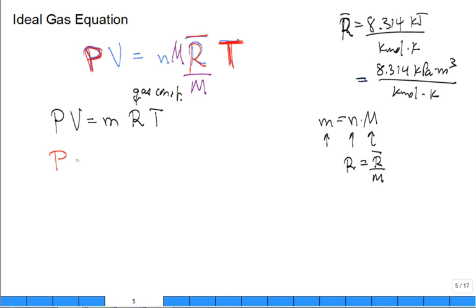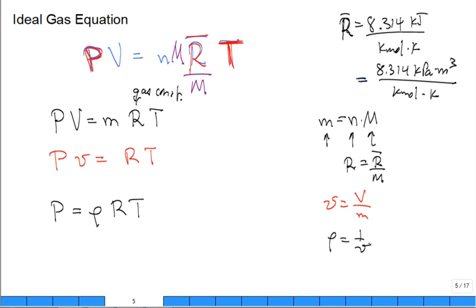What's Pv equal to RT, where what is v? Isn't that the volume per unit mass? And then another form, which is not as useful in this class, but definitely in fluids, P is equal to rho RT. Is rho equal to 1 over v? This is used a lot in ME3663, fluid mechanics. But it's a simple ideal gas equation.